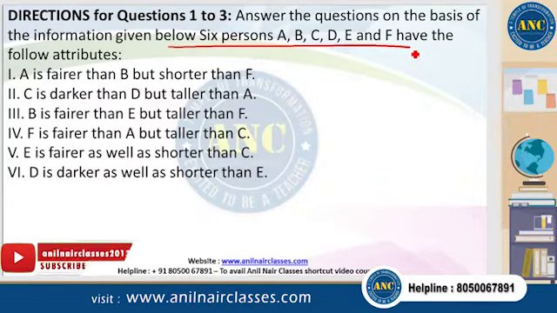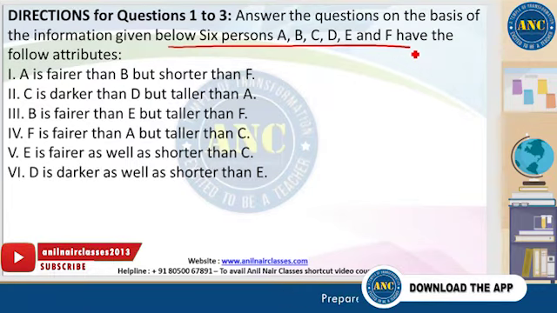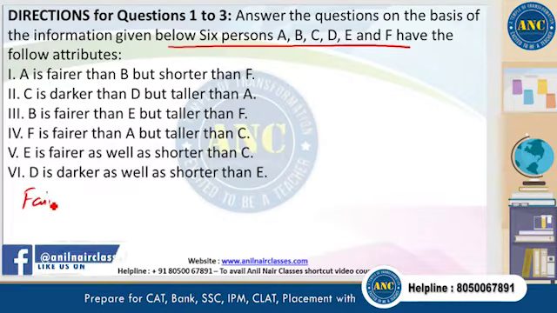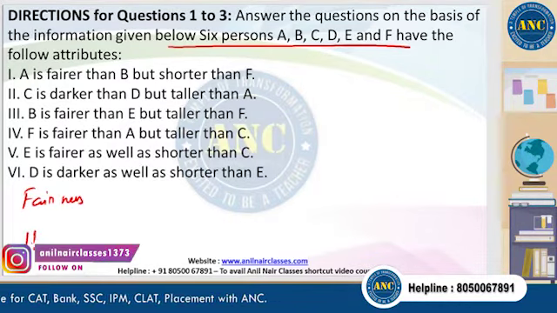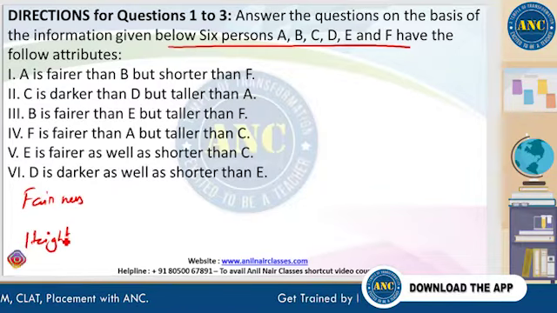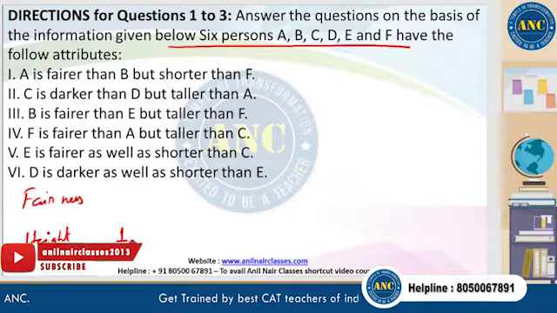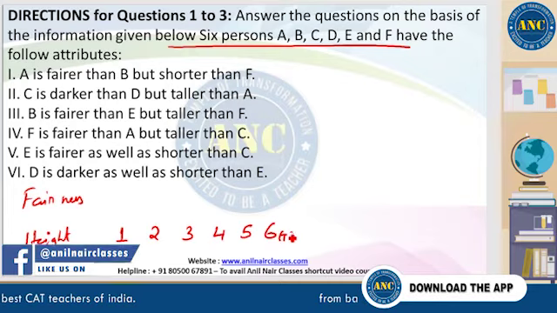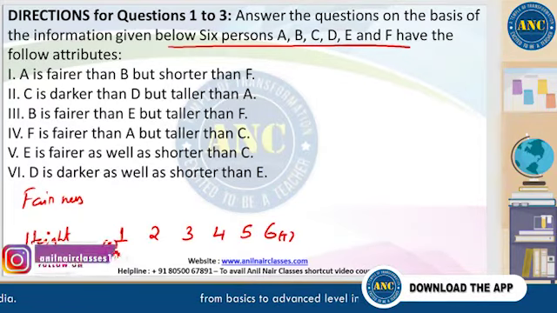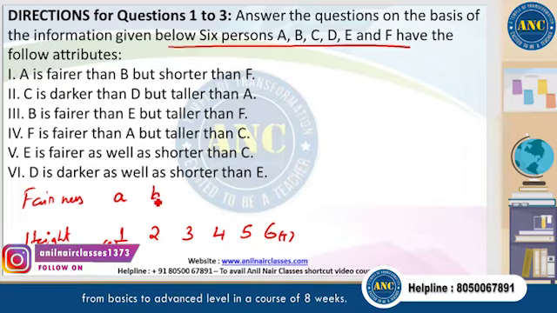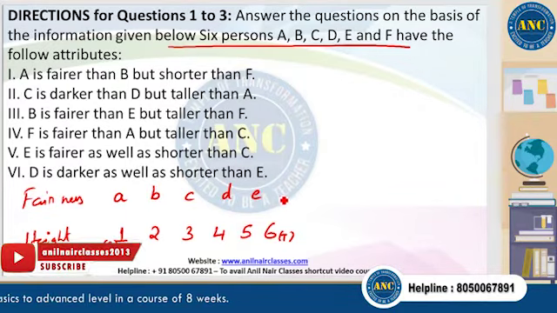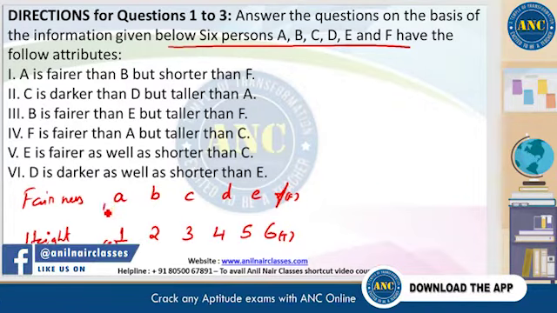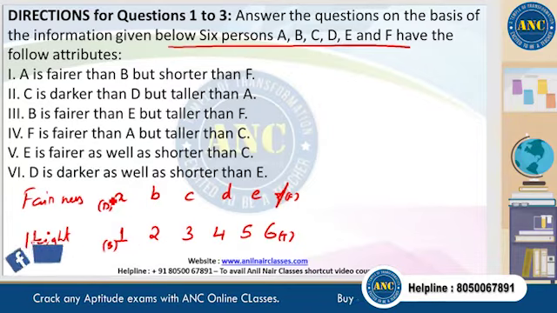Certain attributes are there. Let's see what these attributes are, divided into 2 categories. One is fairness, and second is height. If you're talking of height, let's say we have 1, 2, 3, 4, 5, and 6, 6 being the tallest and 1 being the shortest. And on the fairness scale, let's say we have A, B, C, D, E, and F, F being the fairest of them all, and A being the least fair of them all. So we can push it in this order.